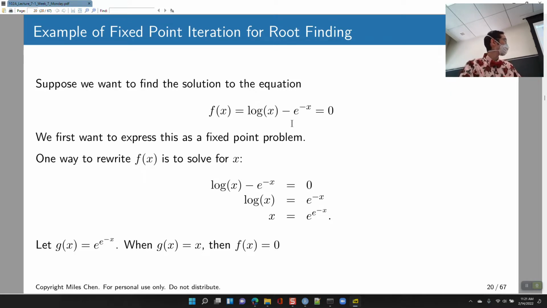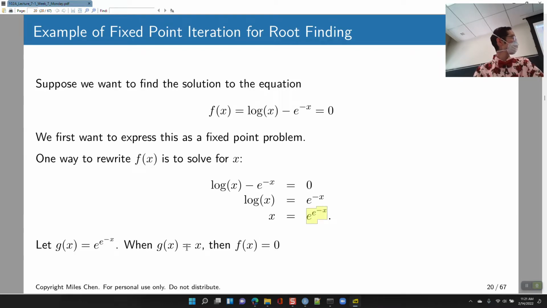So what we can do is rearrange some things, and solve for the function in terms of x. So I'm going to add e to the negative x to both sides. I get log of x equal to this. I'm going to exponentiate both sides. So e to the log of x is just x. And over here, I have e to the negative x. Okay, and I can say, well, let g equal this thing.